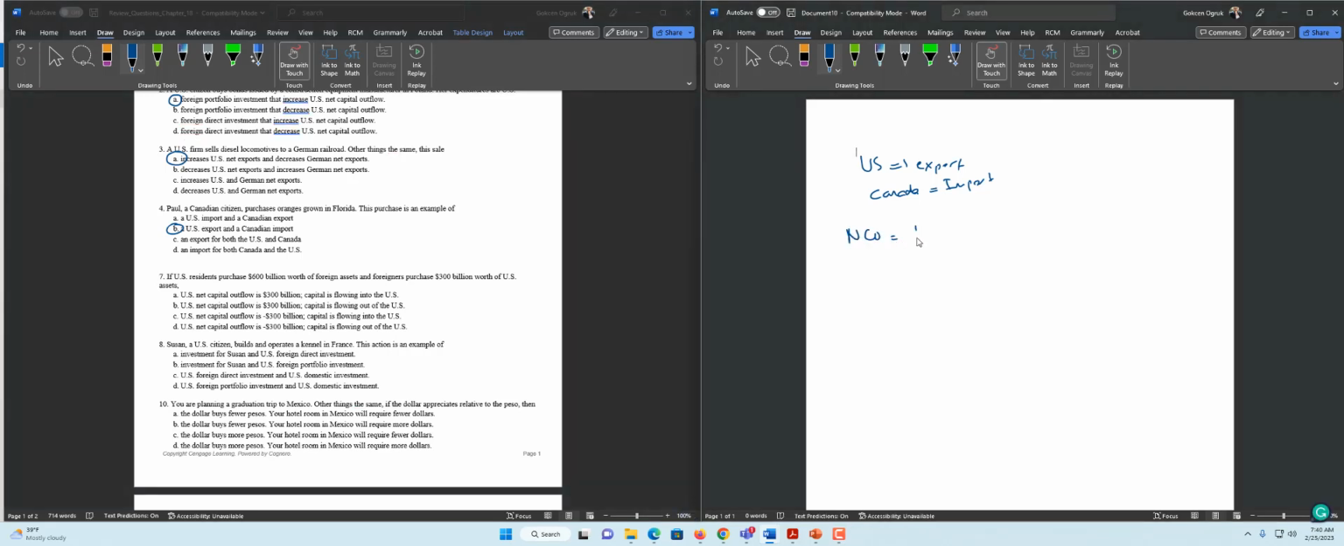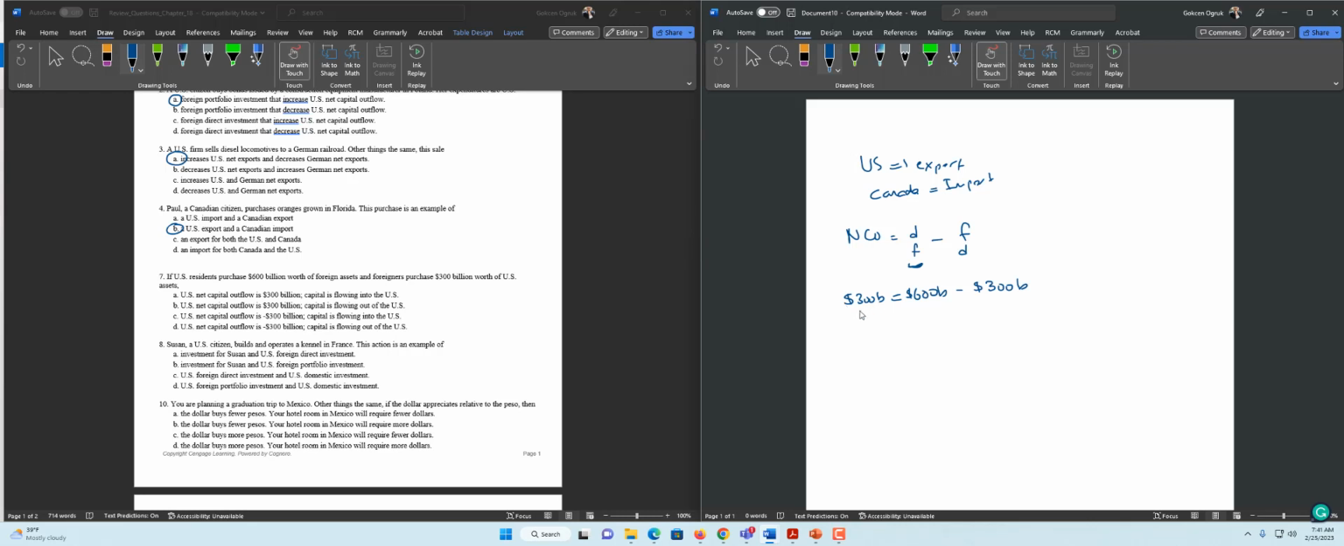NCO is domestic buying foreign assets minus foreigners buying domestic assets. So US residents purchasing, that means we are talking about $600 billion worth of foreign assets, and foreigners purchase 300 billion worth of assets. So that means the net capital outflow is going to be positive 300 billion. That means we are buying more foreign assets than foreigners buying domestic assets.